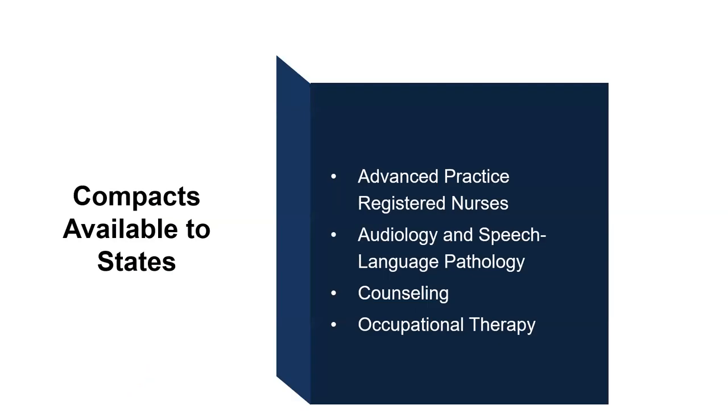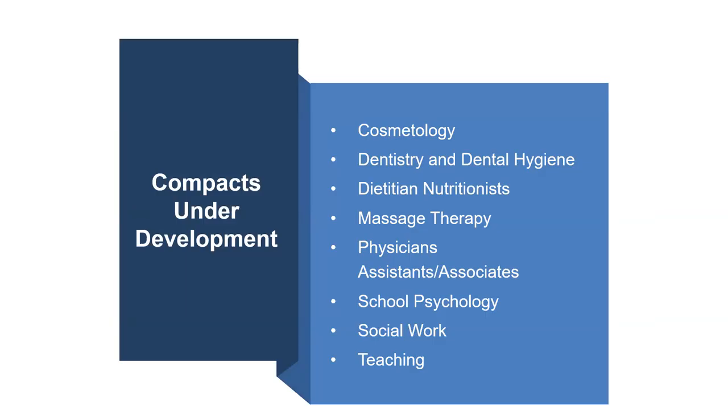Next, these are compacts which are available for states to enact and are in the process of setting up their data system and beginning to move towards granting licenses, but they are not granting licenses quite yet. So this would include the compact for APRNs, a joint compact for audiologists and speech language pathologists, compact for counselors, this compact, and occupational therapists. Skipped over one there. And next, we have a list of compacts which are under development.